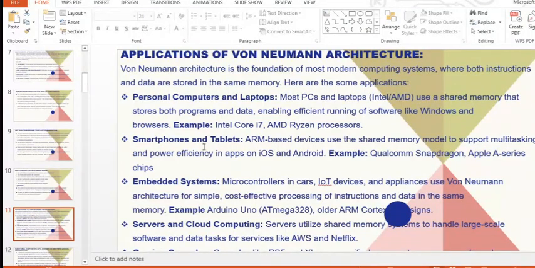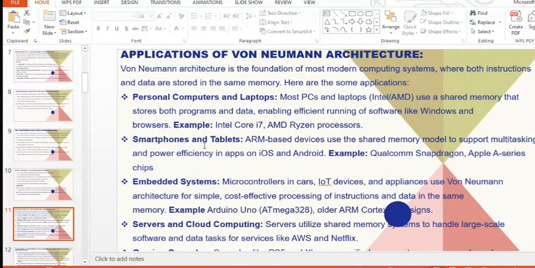In terms of personal computing, we use the von Neumann architecture in modern computing, whereby now in personal computers and laptops, we use Intel and AMD, which use what we call shared memory to store both the instructions and the data, enabling efficient running of software like Windows and browsers. An example is the Intel Core i7 or AMD processors. Those are the main manufacturers of these hardware devices.